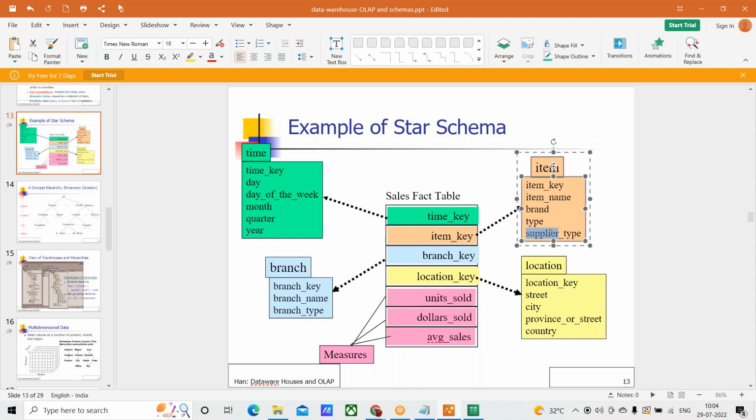What he's telling is that everything will come out of the star schema, right? In the star schema only, you're further dividing it, right?